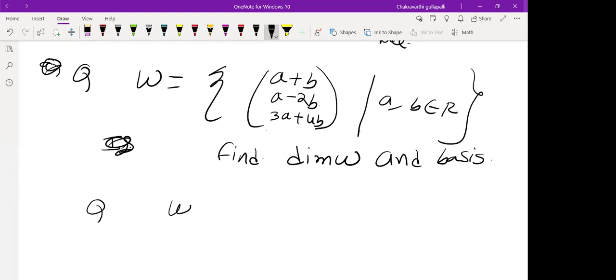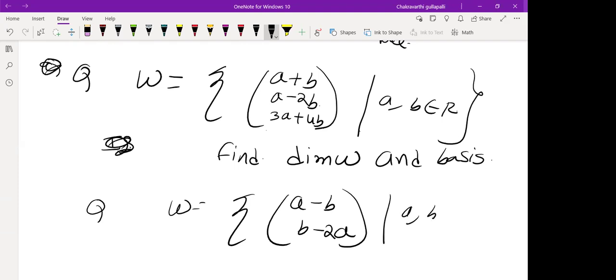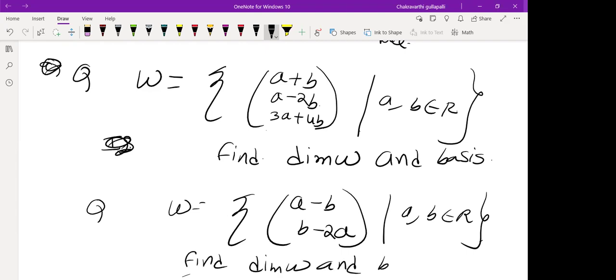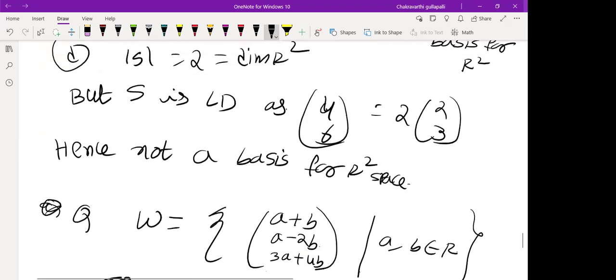Another question. A minus B, B minus 2. A, B are real. Then find the dimension and the basis. First question. Any one of you, can you tell what is the dimension?